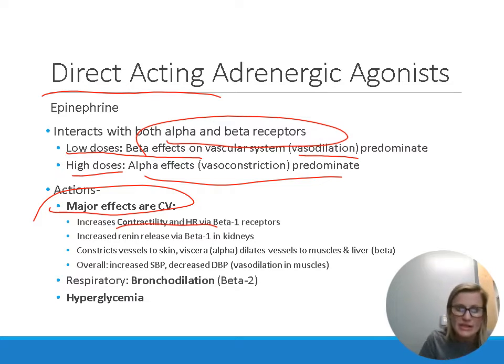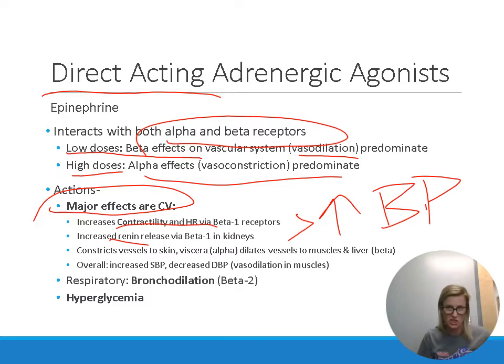It also increases the release of renin, and you guys know that renin leads to the production of angiotensin II, and angiotensin II is a potent vasoconstrictor. So the result of both of these first two things is that we increase blood pressure. Also, we see that we have constriction of vessels going to the skin, the viscera, etc., and dilation of vessels going to the muscle and liver. That's kind of typical of what we said for the sympathetic nervous system response.